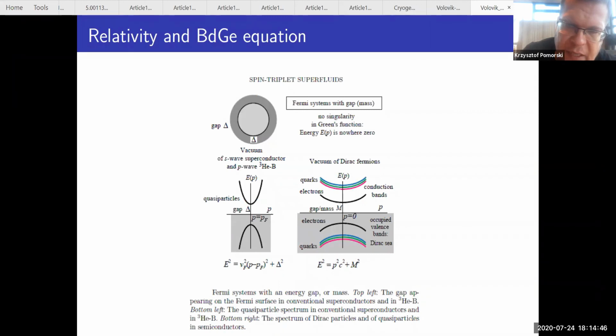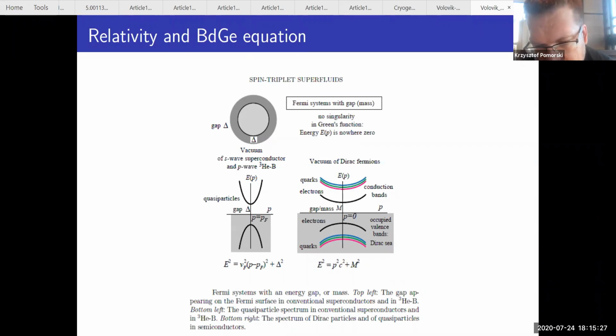All right, and now I move to these analogies, let's say, between relativistic physics and physics of macroscopic quantum effects in superfluids and in superconductors. So we need to find the excitations in the Dirac equation.